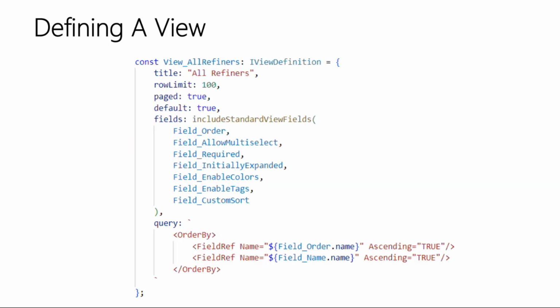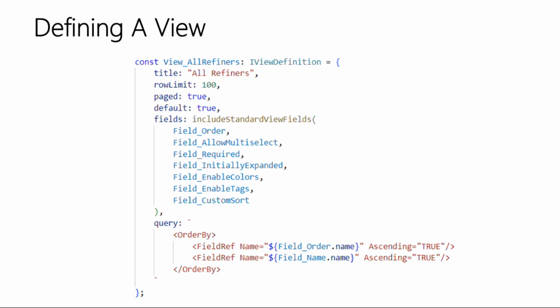All right, let's look at how we define a view. As you can see, it's similar to the other types of schema elements. We have an interface, IViewDefinition, which keeps everything type safe. We have standard options like giving your view a title, specifying how many rows to return, and if that view limit is a hard limit or if it should return paged results, and whether or not this is the default view on the list. The fields property is actually an array of the fields to show in the view, and these are objects like the ones we saw on the previous slide.